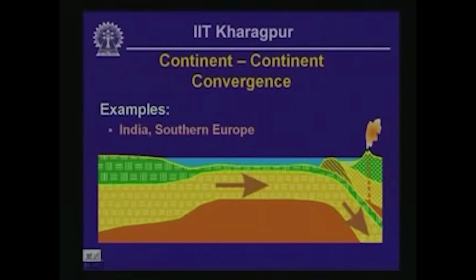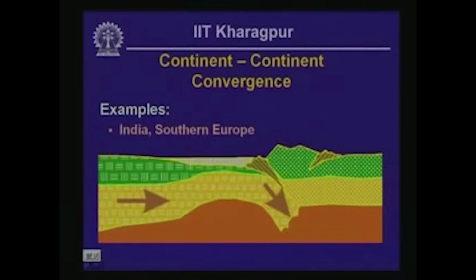Okay, so now we continue with the discussion on continent to continent convergence. Here the continental plate on the left is moving, as you have seen already, to the right, and the area underneath the ocean has been squeezed and has become smaller as a result. Finally, the ocean is going to get eliminated totally.